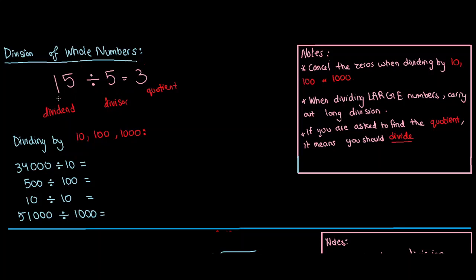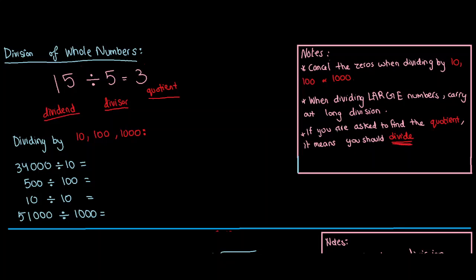So when we are dividing two whole numbers with each other, the bigger number that we are using is called the dividend. The smaller number that we are dividing by is called the divisor. And the result of this division is called the quotient. So if you are asked to find the quotient of something, it means that you should divide the two numbers. You've got a rule over here.